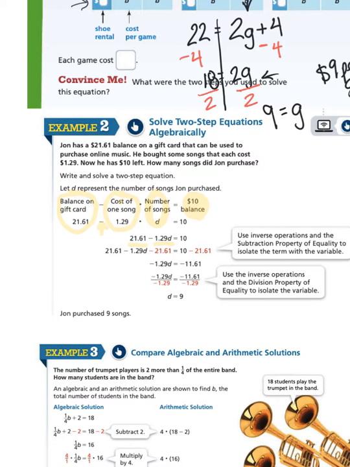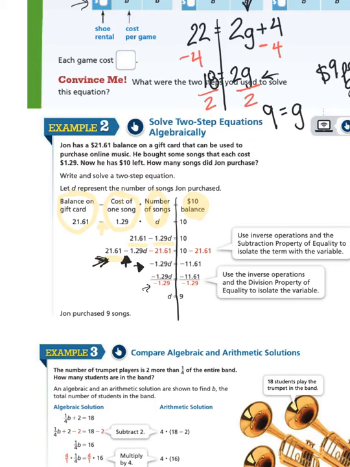So the very first thing they do is they have to get this $21.61 to the other side of the equation. So they, in red, subtract the $21.61 because this is a positive number. So the opposite of addition, or the opposite of a positive number, we subtract. Then they're left with negative. Notice, this minus sign never goes away from in front of this $1.29D. Okay, it's still there. It's a negative number. So in order to get D by itself, they have to divide by the negative $1.29.